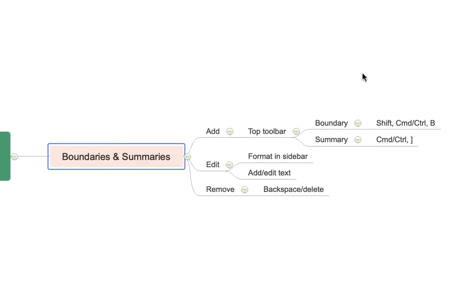Now, boundaries are just a useful way of grouping together some topics within your MindMaster maps and just separating them from the rest of your maps so they stand out on their own. To do this, click on the parent topic of all the topics you wish to put a boundary around.